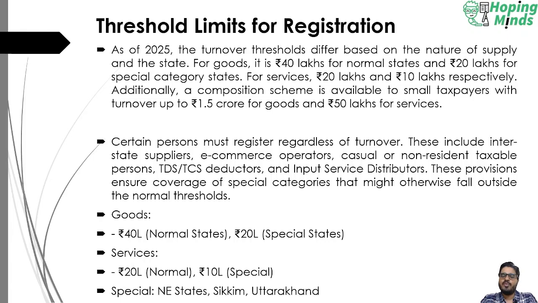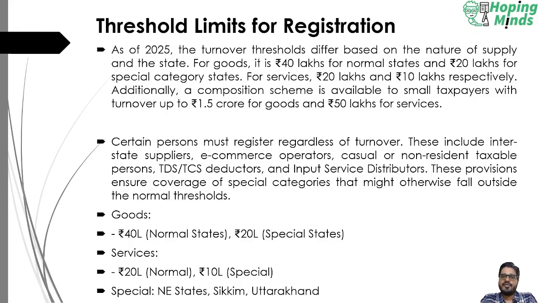Suppose I closed my books as on 31st March 25 at a turnover of rupees 52 lakhs. So during the financial year 24-25, I was required to pay GST on 12 lakhs, that is the difference between 52 lakhs minus the threshold limit, that is 40 lakhs.